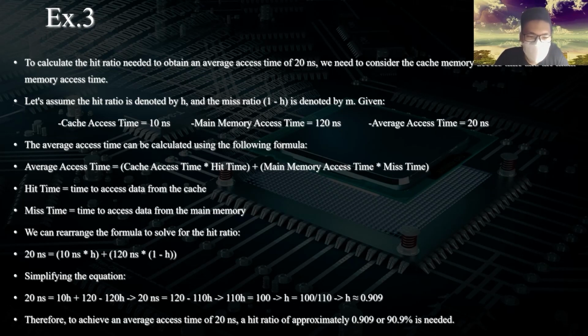So to achieve the average access time of 20 ns, the hit ratio of approximately 0.909, or 90.9%, is needed.